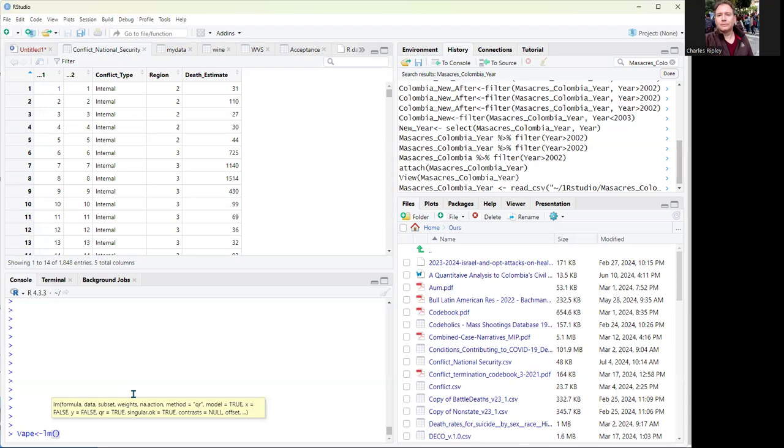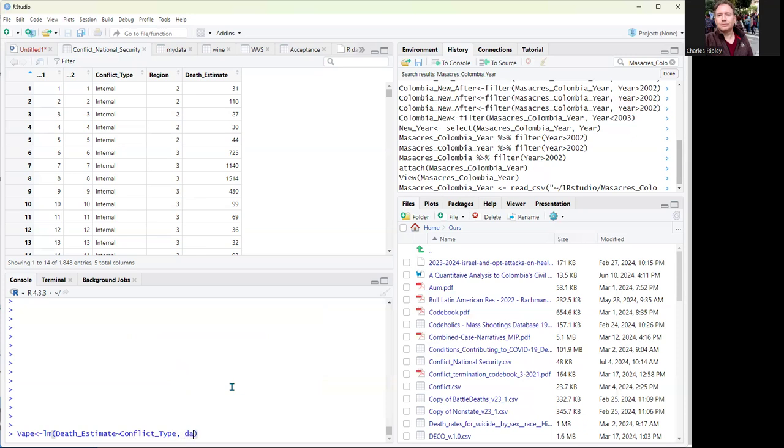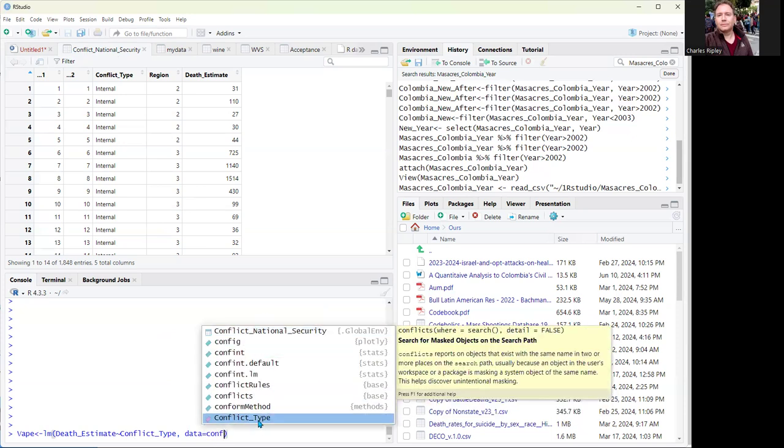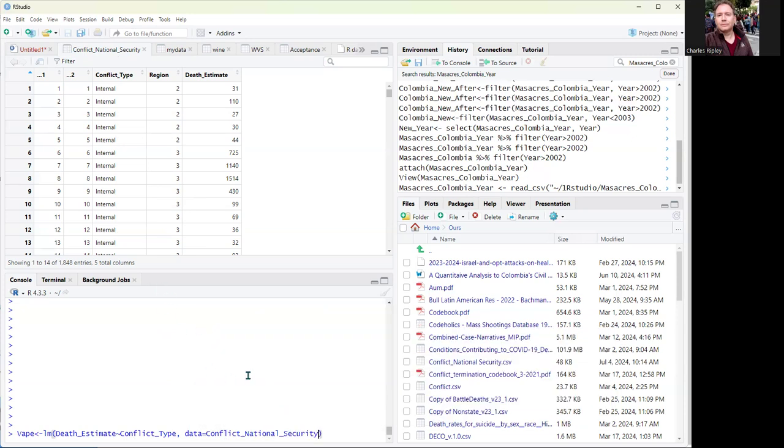So we're going to see. The variable that comes first is the death estimate. All you've got to do is type it up here and you see it's the death estimate. And then the tilde is regressing on the conflict type. So we want to know what the conflict type is. Here it is. And what's the name of our data? Data equals, what's the name? Conflict national security. Right there, up here, because that's the data set. This is a pretty big data set. There we go. I ran it.